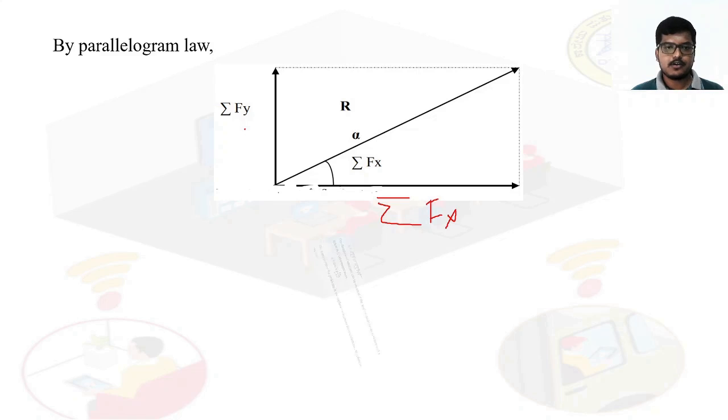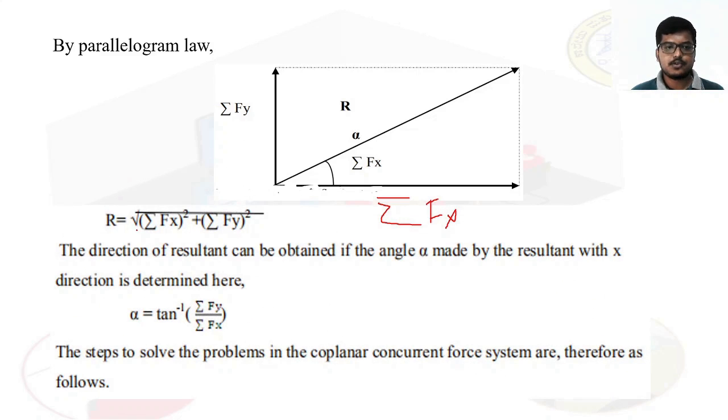So we know that by parallelogram law, R is equal to the square root of sigma Fx square plus sigma Fy square. Okay, the direction of the resultant can be obtained if the angle alpha made by the resultant with x direction is determined here. So alpha is equal to what? Tan inverse of sigma Fy divided by sigma Fx. See, here is the formula.